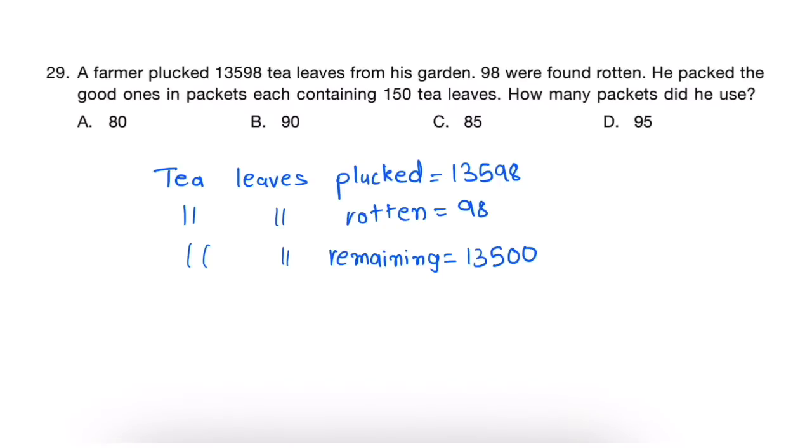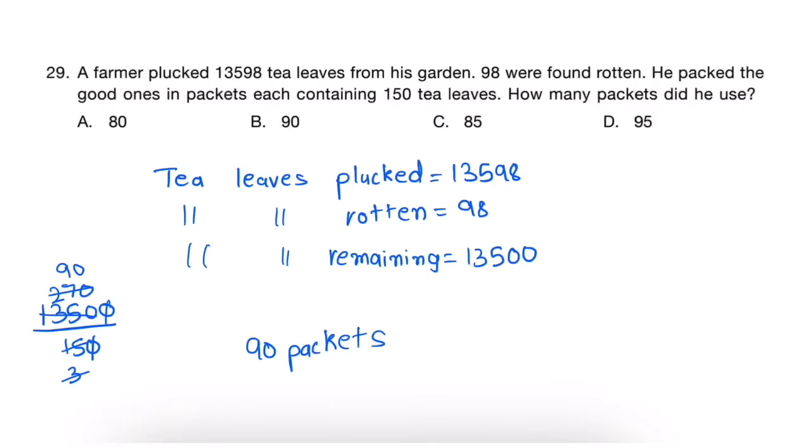Now he packed 13,500 tea leaves into packets each containing 150 tea leaves. So we will divide 13,500 tea leaves by 150 tea leaves to get the number of packets used. Zero, zero cut, 5 threes are 15, 5 twos are 10, 5 sevens are 35, 0. 3 ones are 3, 3 nines are 27, 0. 90. He used 90 packets. So the correct answer is option B, 90.